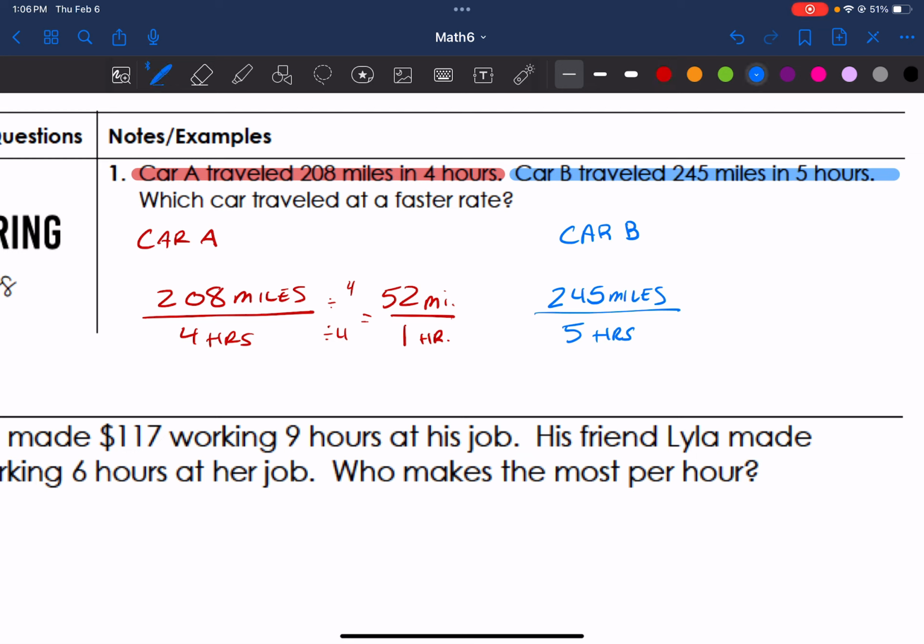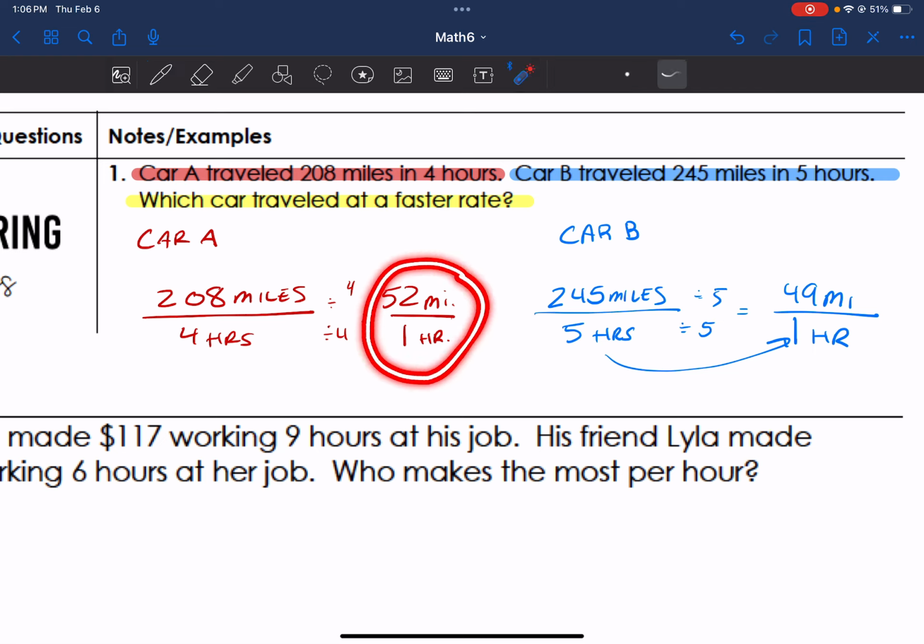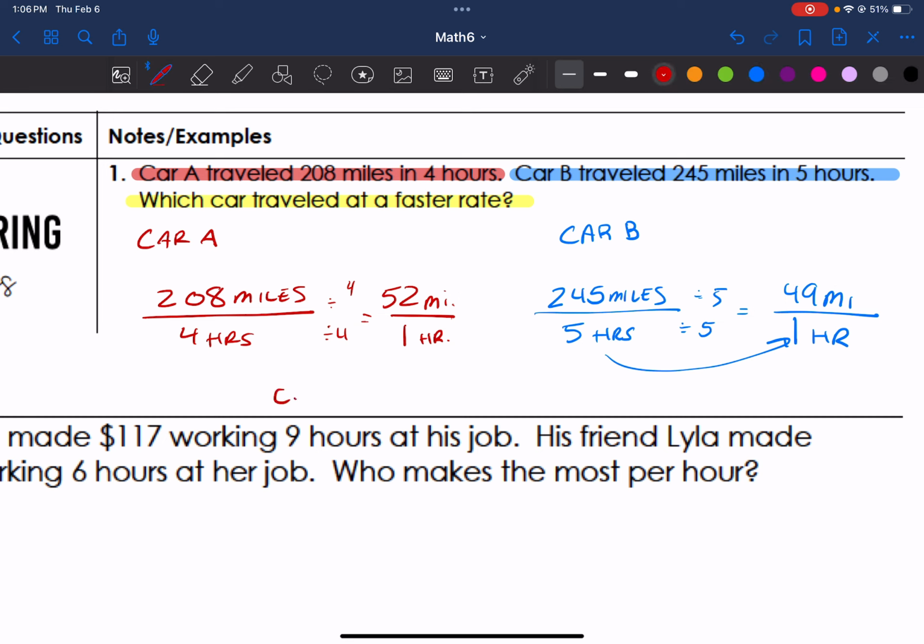So now I need to do the same. I need to find a unit rate to be able to compare. And oops, I should not be dividing by 4. I should be dividing by 5 because that's how I can get this one down to 1 hour. So I do my division and I get 49. So I need to also answer the question. It says, which car traveled faster, at a faster rate? Meaning which one was going faster? Well, car A can go 52 miles in 1 hour, whereas car B goes 49 miles in 1 hour. So car A, yes, please write your sentence. Car A travels at a faster rate.